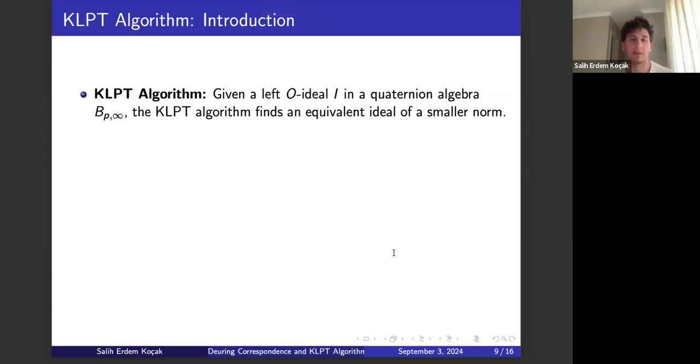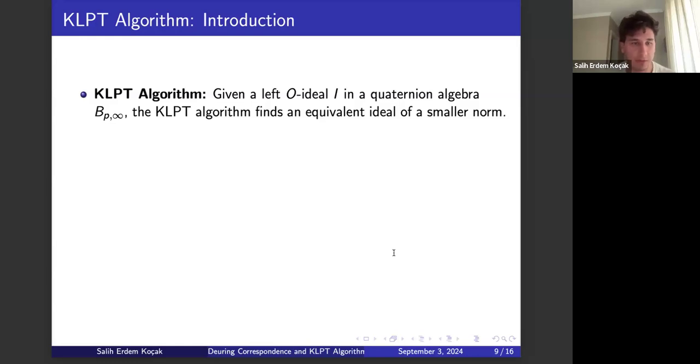Okay, now that we look at the ring correspondence, let's do a brief introduction of the KLPT algorithm. There are several formulations of it, but one of the first is: you have a left ideal I in a quaternion algebra, and the KLPT algorithm finds an equivalent ideal of a smaller norm.